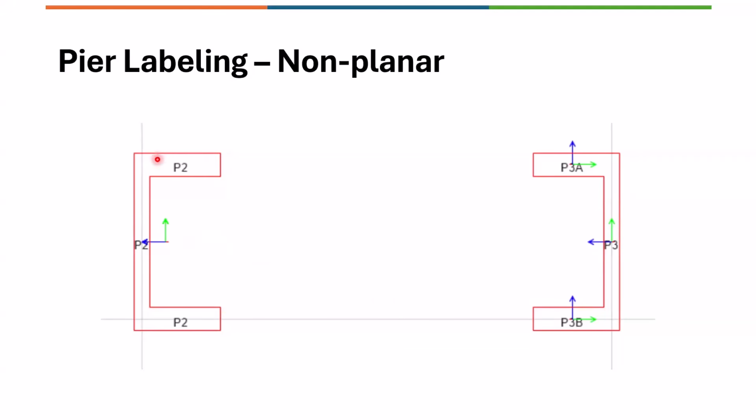So one option is assigning the same pier label P2, what you're seeing on the left. It is allowed. And then on the right, it's a mirror of this. I will show the same model and we'll have further discussion on that. So each leg has been assigned with multiple pier labels.